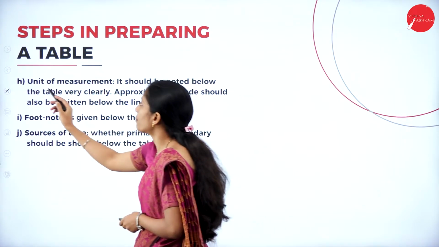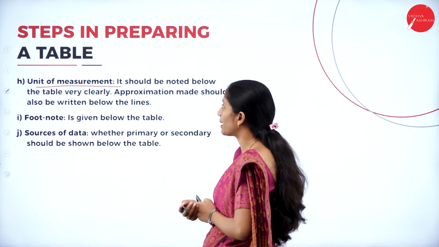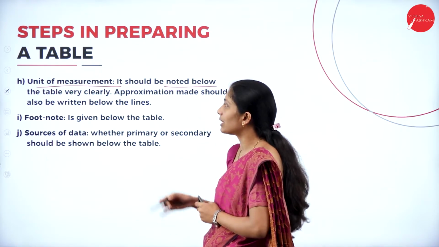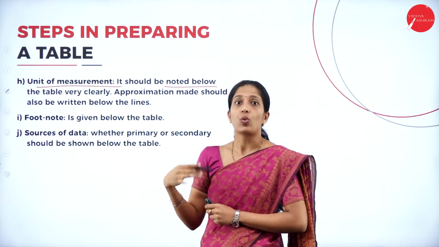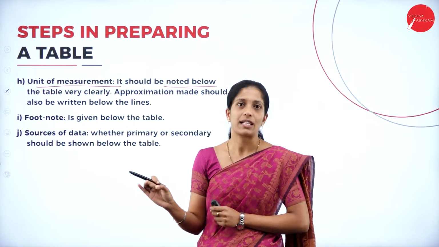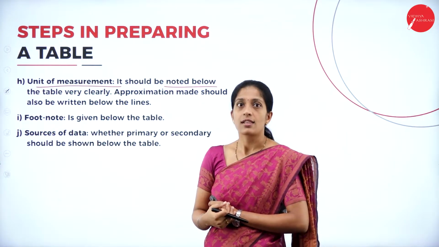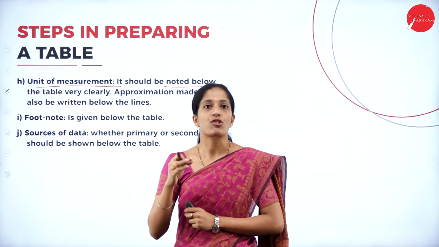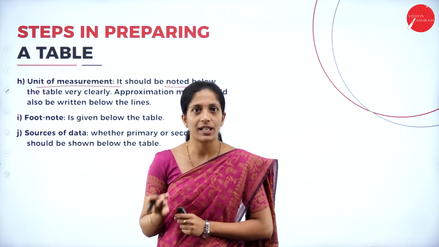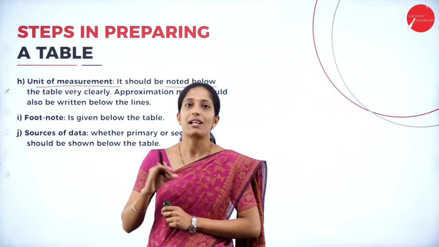Next, unit of measurement. So the next step is the unit of measurement. It should be noted below the table very clearly. So on what basis the scale has been taken, whether it is 1 centimeter, 2 centimeter. Based on that we have to write the unit of measurement. Suppose the measurement is in terms of kgs, then the unit of measurement is kgs. If the measurement is in terms of rupees, that has to be mentioned clearly.